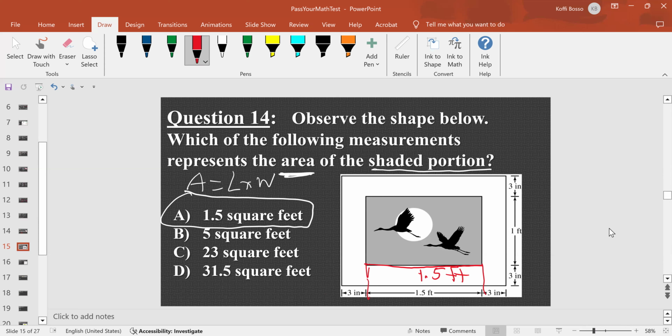The other side, this side here, the width, again is what? It's just the 1 foot. So to find this area, we need to do 1.5 times 1. So A is 1.5 times 1. So feet, foot. So that gives you what? The same 1.5, because any number multiplied by 1 is that same number, or 1 multiplied by any number is that number. So 1.5 square feet, which is choice A.